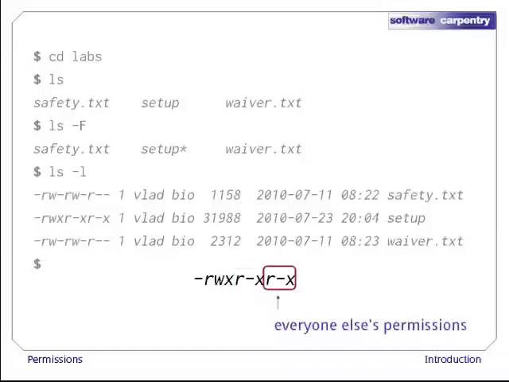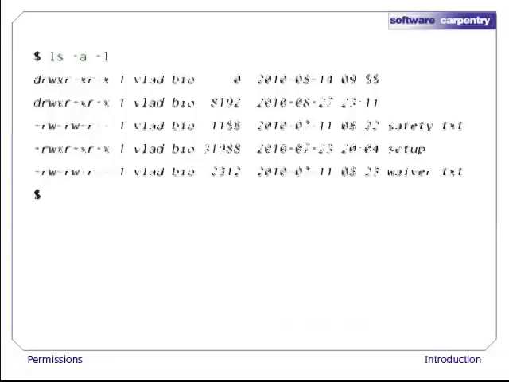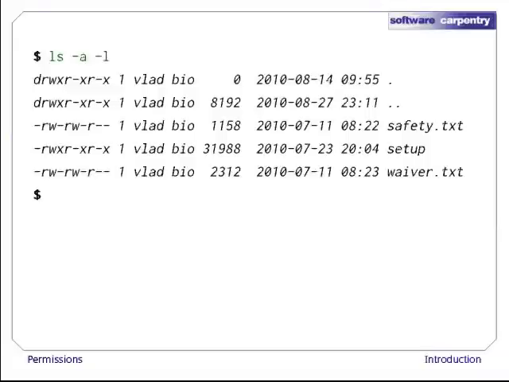The final triplet shows us what everyone who isn't the file's owner or in the file's group can do. In this case, it's r-x again, so everyone on the system can look at the file's contents and run it. Before we go any further, let's run ls -a -l to get a long-form listing that includes directory entries that are normally hidden. As you can see, the permissions for dot and dot dot, this directory and its parent, start with a D.